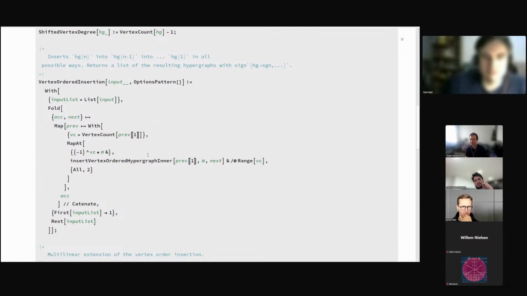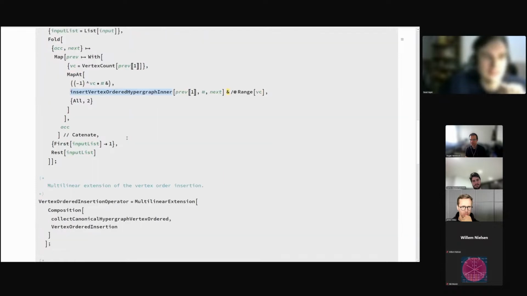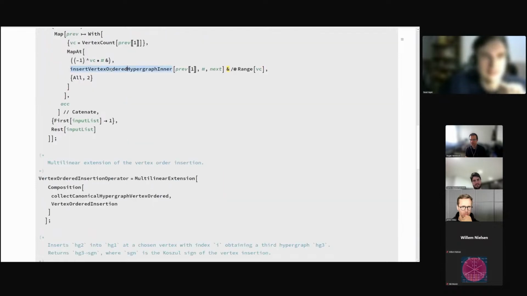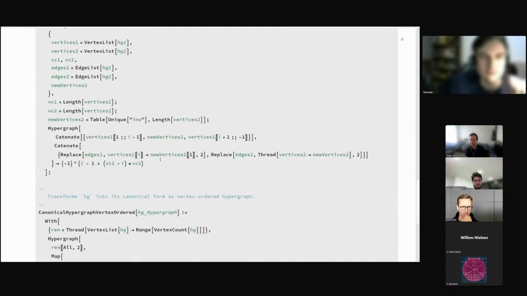So, inserting the hypergraphs into each other. But what is actually the know-how about this are the signs in order to get the relation. One sign is here, and another sign is in this insert vertex ordered hypergraph inner. This is actually the very heart of the construction, which is merging together the vertices. And there is another sign which looks like this.